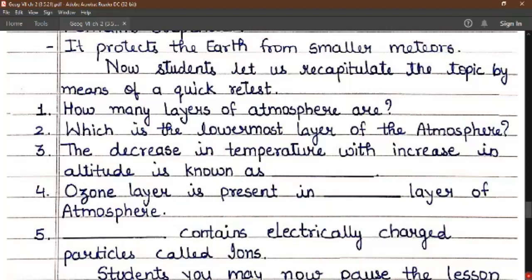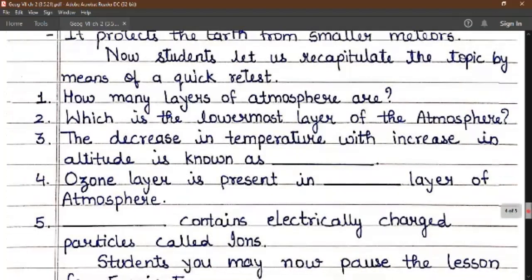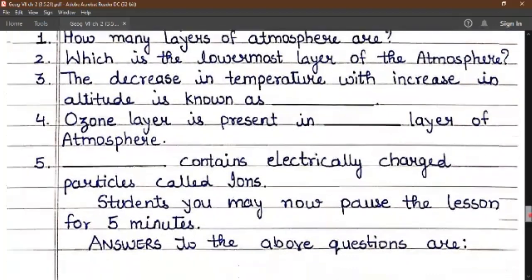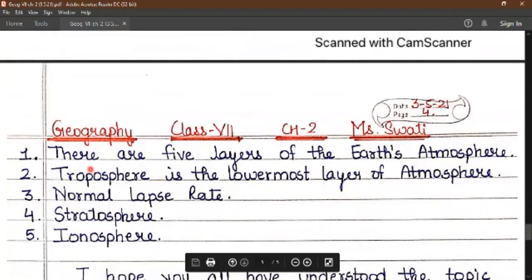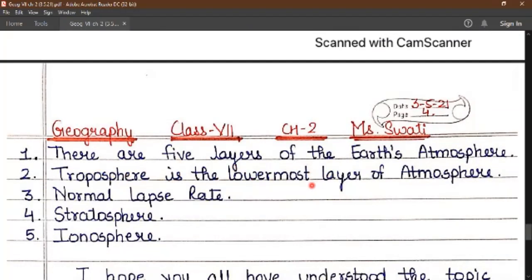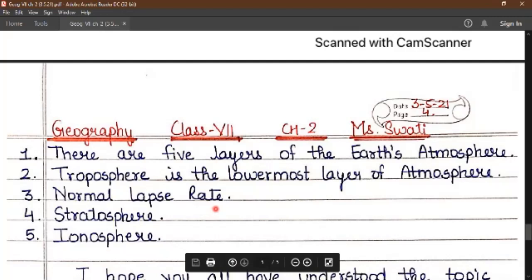So students, you may now pause the lesson for 5 minutes. As the time slot given for writing the answers is over, children, let us now discuss the answers. Answer number 1. There are 5 layers of the Earth's atmosphere. Number 2. Troposphere is the lowermost layer of atmosphere. Number 3. Normal lapse rate. Answer number 4. Troposphere. And answer number 5. Ionosphere. I hope you well understood the topic.